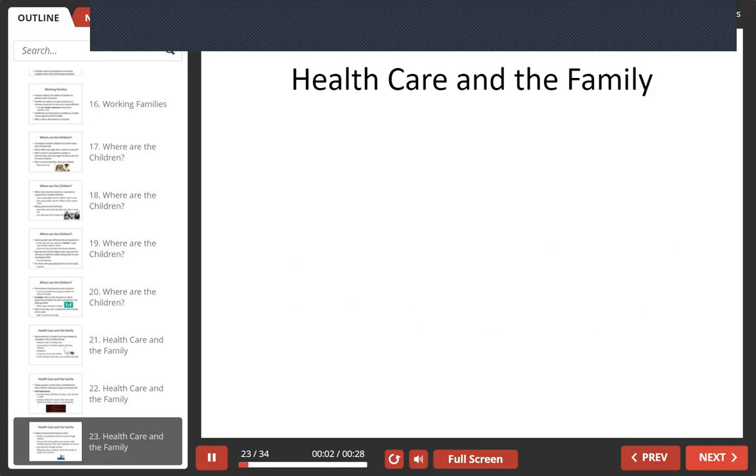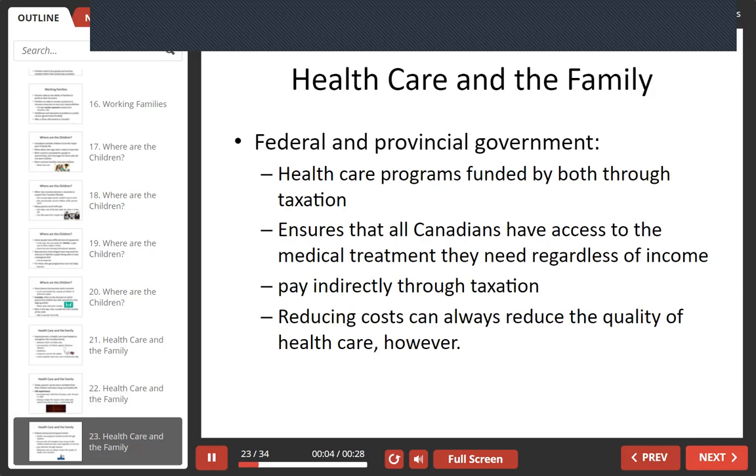The federal and provincial governments have separate roles within the Canadian healthcare system. Healthcare programs funded by both go through taxation and ensure that all Canadians have access to the medical treatment that they need, regardless of income. This is paid indirectly through taxation, and reducing costs can always reduce the quality of healthcare, however.